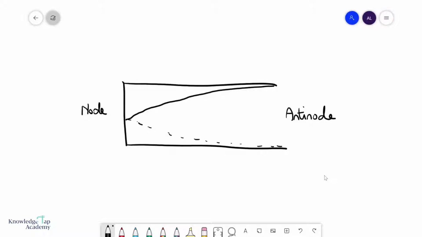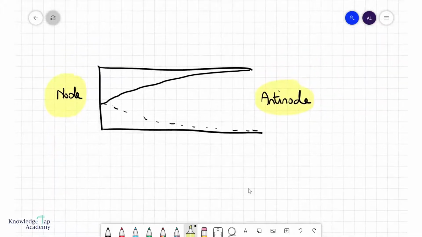Let us now describe the formation of stationary waves in a pipe that is closed at one end and open on the other end, or what we call closed pipe systems. Now, the boundary conditions for these are slightly more complicated. You must have a node on the closed end and you must have an antinode on the open end in order to form a stationary wave.